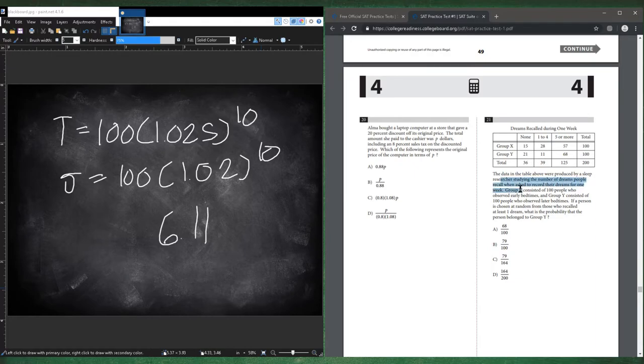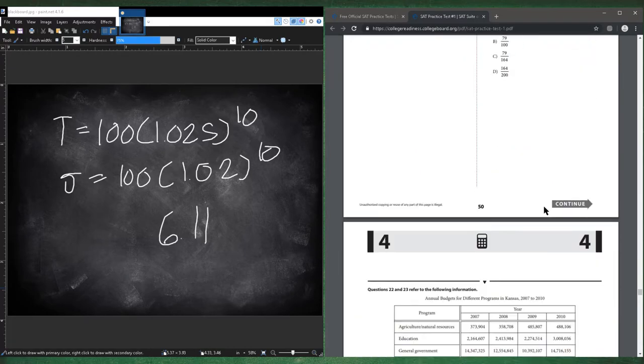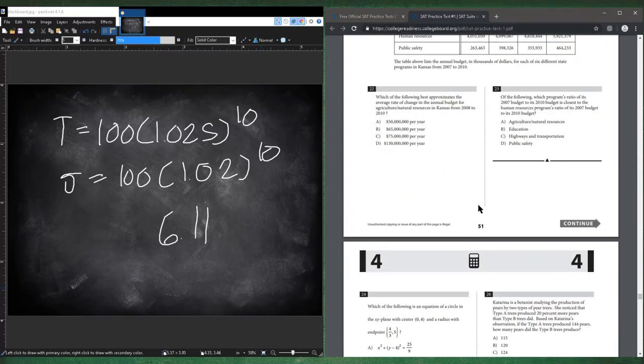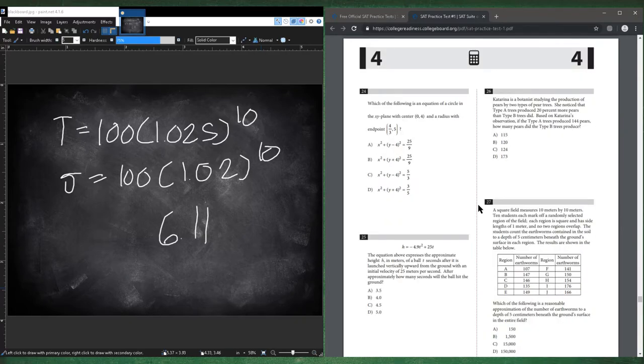21, not even that hard. It'd probably take you some seconds. 22 and 23, based on the chart, it's not that hard. Just look at the information and you get it right. 24, if you don't know how a circle is generally written, you might get it wrong. But other than that, you know it's right.